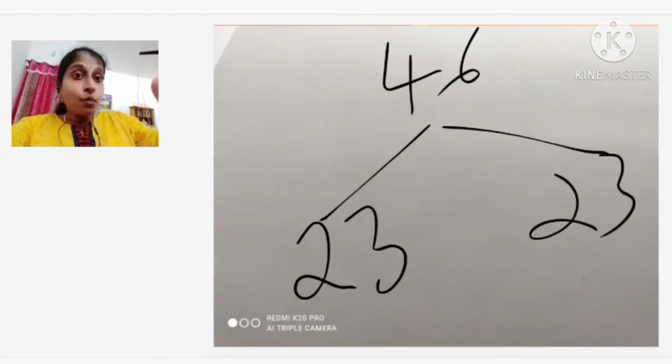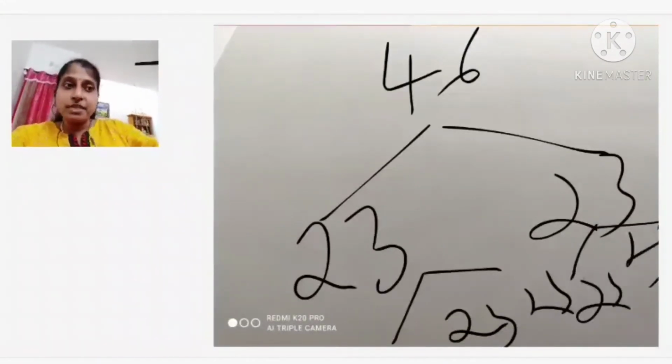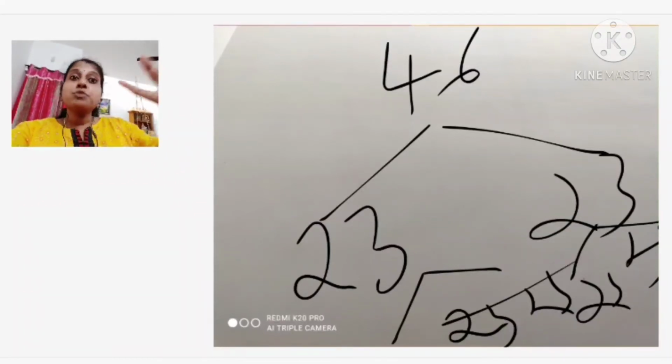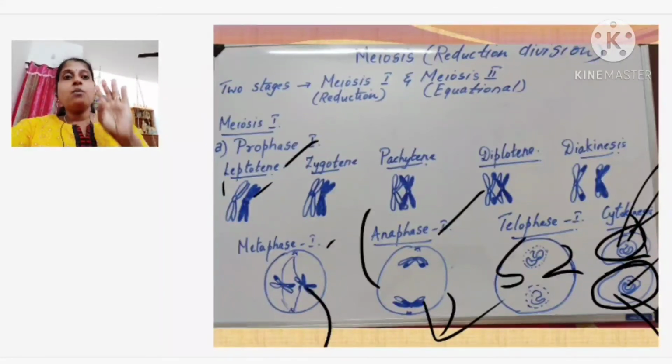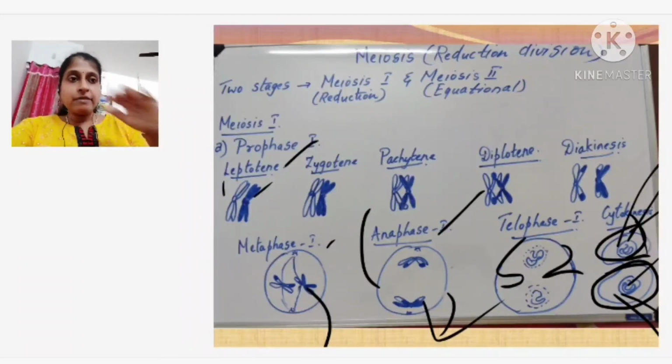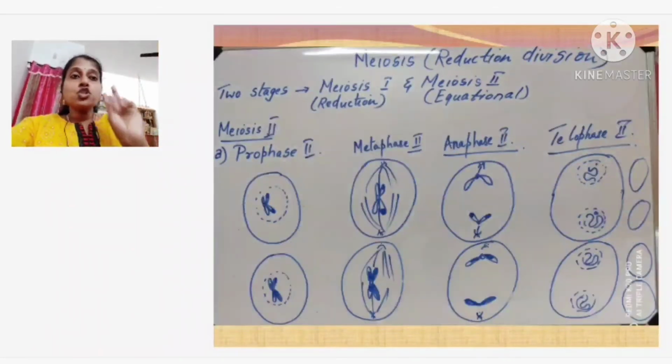Is that clear? Now what is going to happen? From this 23, again 23 should be produced. From this 23 also 23 should be produced, isn't it? So this step we call meiosis 2. Hope meiosis 1 is clear. You have to be very careful. You have to learn what is synapsis, what is bivalent, what is tetrad, what is chiasmata, what is synaptonemal complex, what is crossing over, what is the diakinesis significance, what is taking place in the metaphase, anaphase, telophase. All these stages are very important for class 12 also. So try to understand the concept of meiosis clearly. Hope it's clear. Now moving on to meiosis 2.